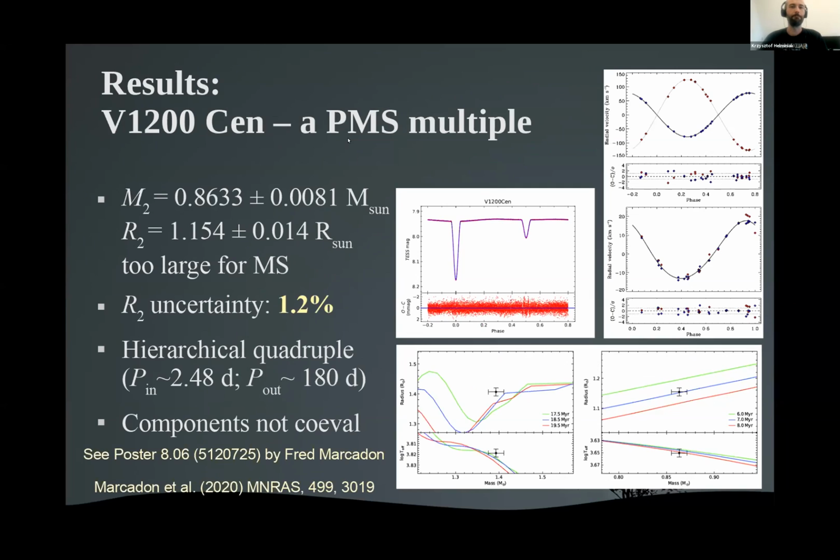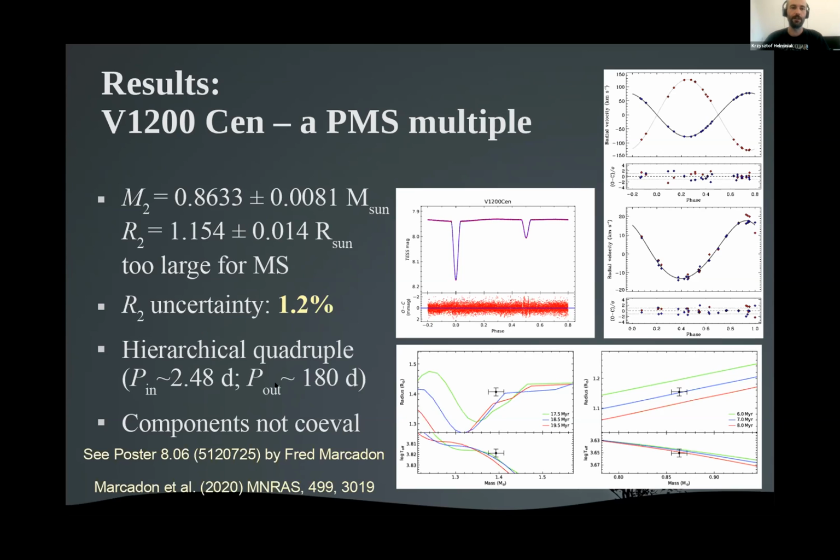From other results, pre-main sequence stars are among those groups that we are interested in. There is a multiple system called V1200 Centauri, which we found and studied earlier, but then with TESS we also asked for the 2-minute photometry and got some new spectroscopy, and we revisited the system, mainly to confirm if it's a pre-main sequence. And we found that the secondary, with a mass of 0.86 solar masses, has over 1.15 solar radii, which is too large for the main sequence. And in this way, we confirmed that it's probably a PMS.